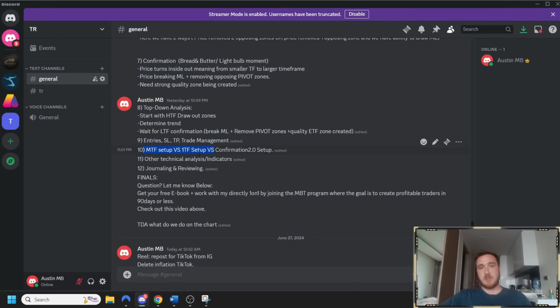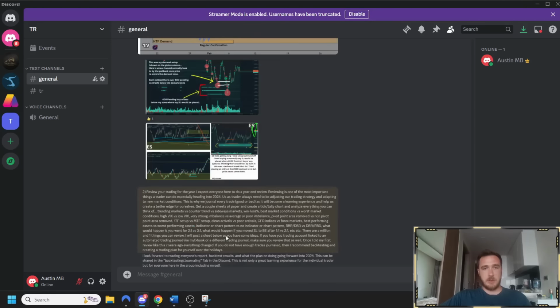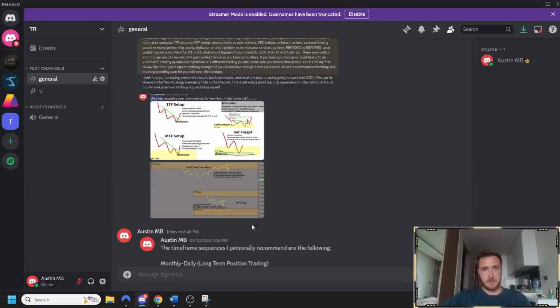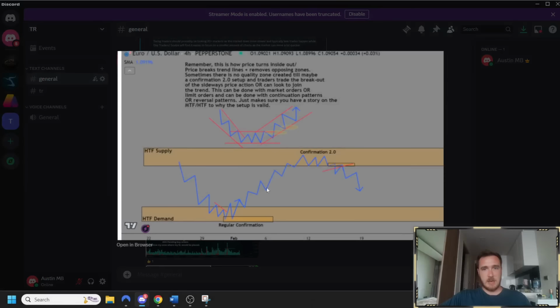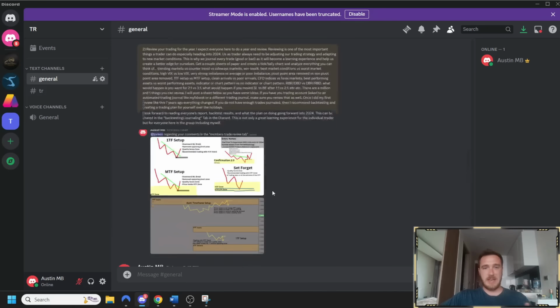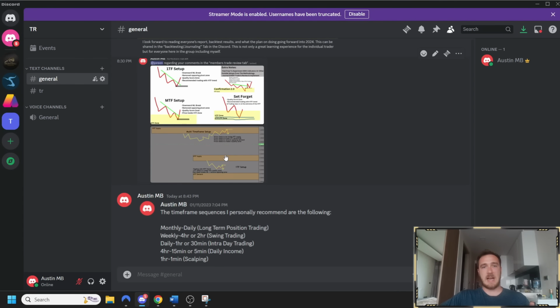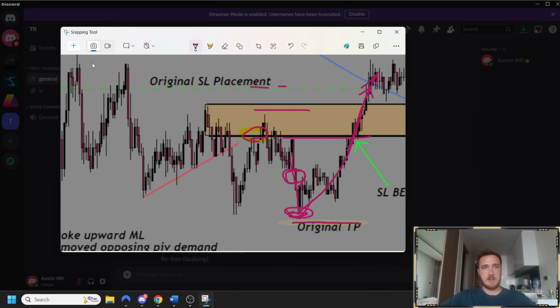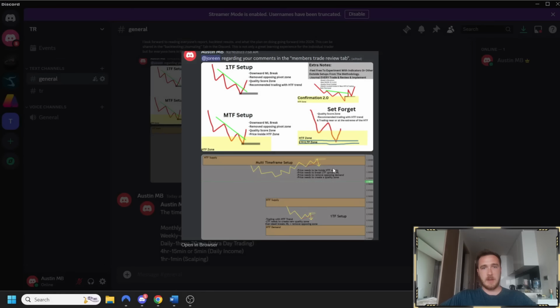Multiple time frame versus one time frame versus confirmation 2.0. All right, let me show you a little picture of what this looks like. Once again, this is how confirmation moves, from downtrend to sideways to uptrend, right? We want to locate when price is starting to turn. It's not taking 20 candlesticks, it's taking 3 to 4. That's what I want. So this is the picture I want to share.